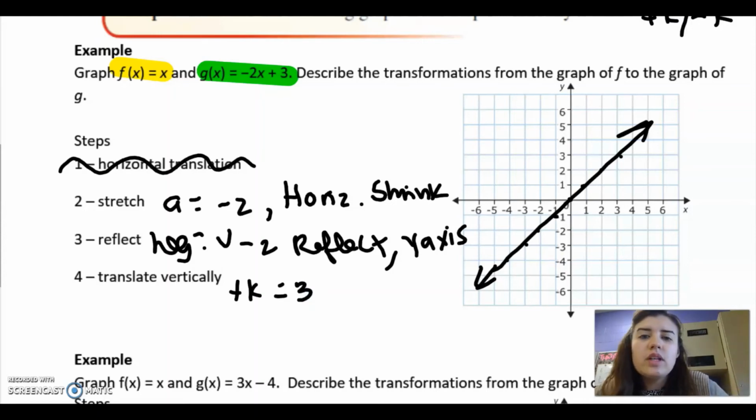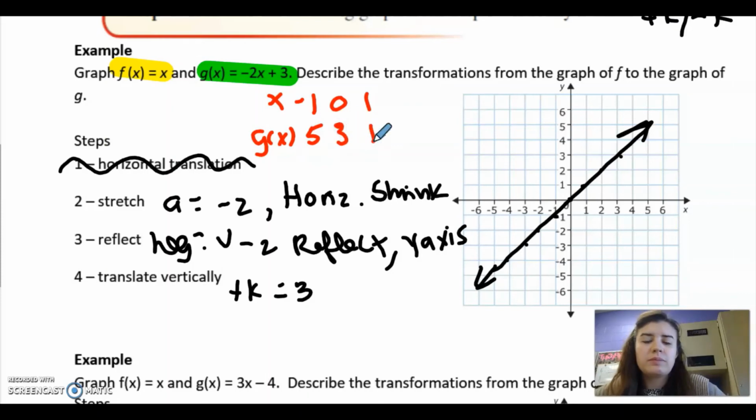So I'm going to draw us a little table so we can check our work. And we have g of x. We're going to plug negative 1 in. Negative 1 times negative 2 gives us 2 plus 3, which is 5. Plug in 0, we get 3, and we plug in 1, and we get 1. So let's go ahead and plug that in. Negative 1, 5. Okay. 0, 3. And then 1, 1.